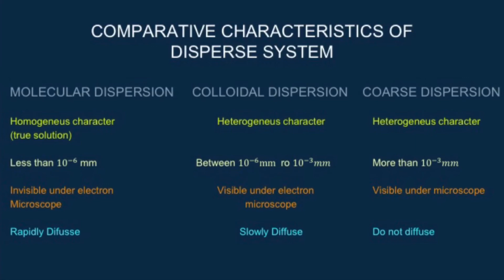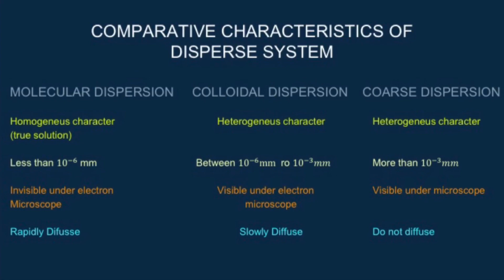Next is their visibility under a microscope. That means whether the dispersed phase is visible under a microscope or not. So in molecular dispersion, the dispersed phase is invisible even under an electron microscope. In colloidal dispersion, an electron microscope can show the dispersed phase, and in coarse dispersion, it can be easily visible under a microscope.